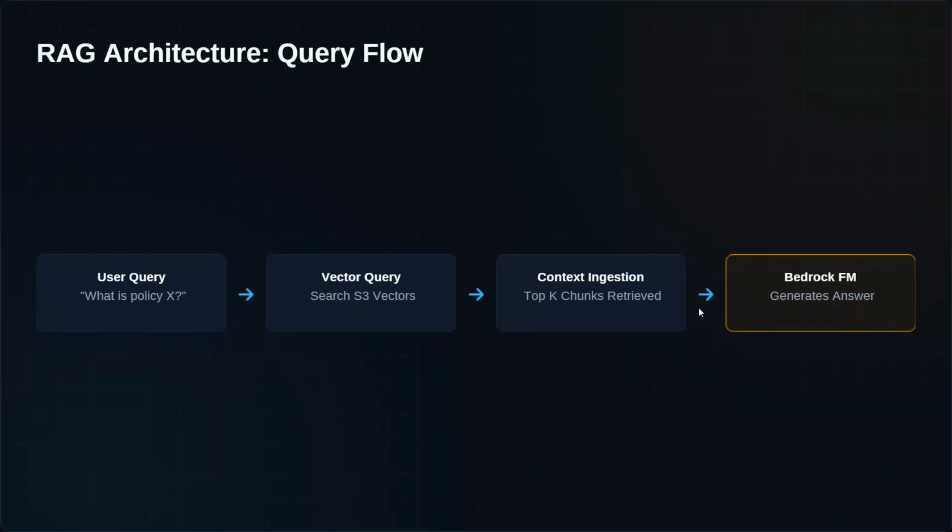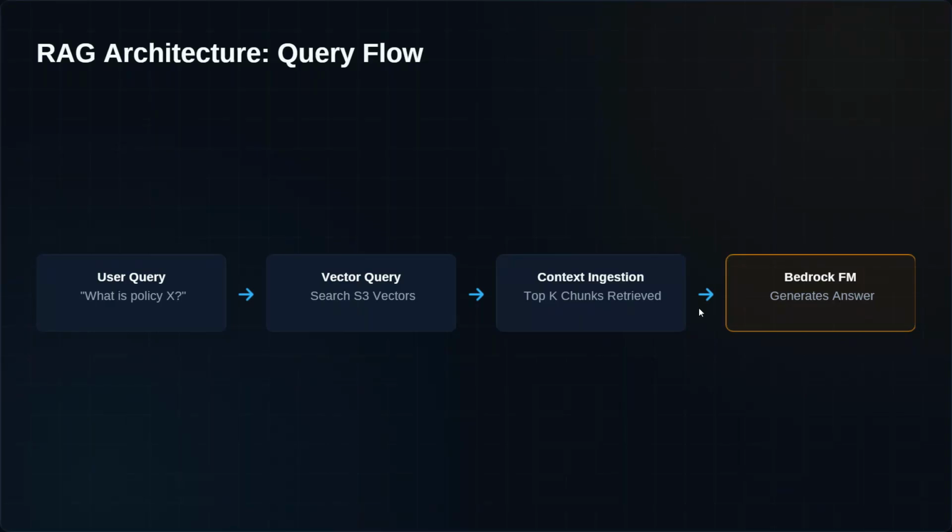The retrieved context chunks are fetched from storage. Knowledge Bases combines the retrieved context chunks with the user's original question into a single prompt payload. This payload is sent to the Bedrock foundation model, like Claude 3.5 Sonnet or Amazon Nova. The foundation model generates an accurate answer backed by real document references and sends it back to the user.